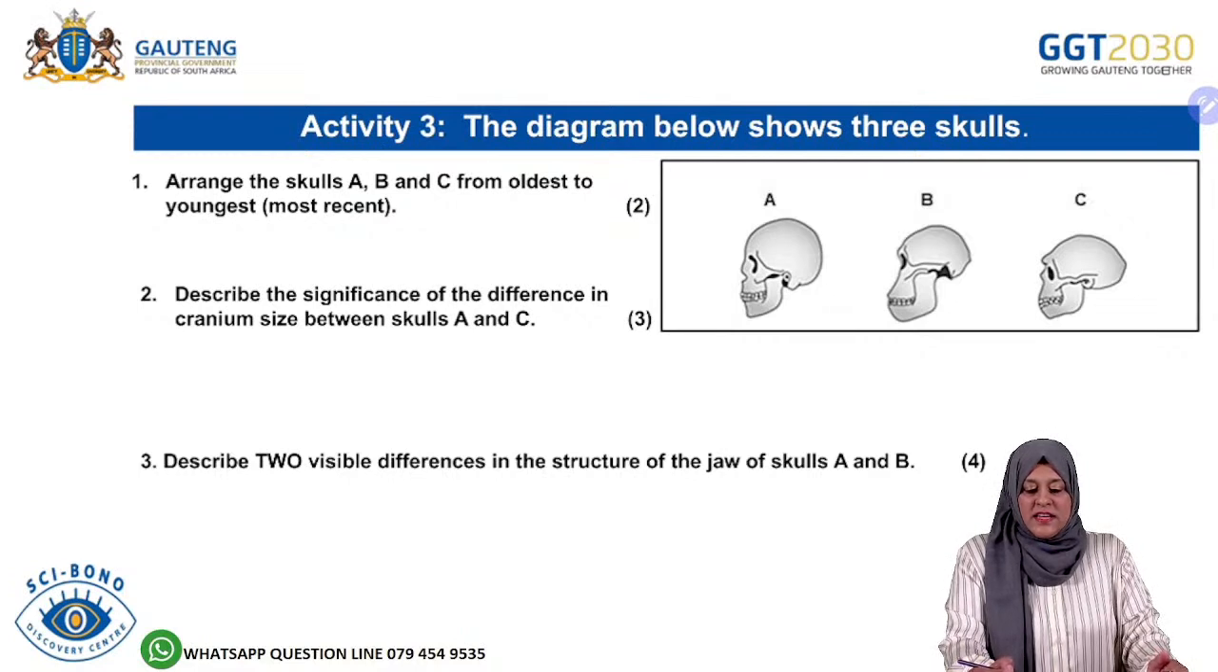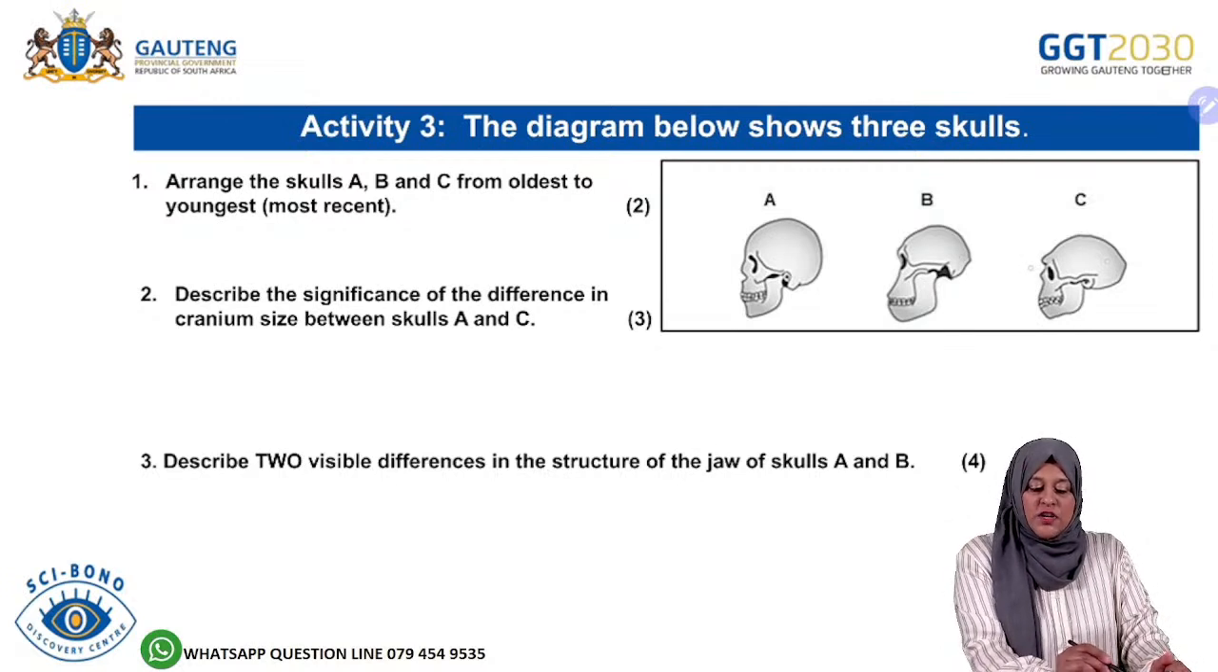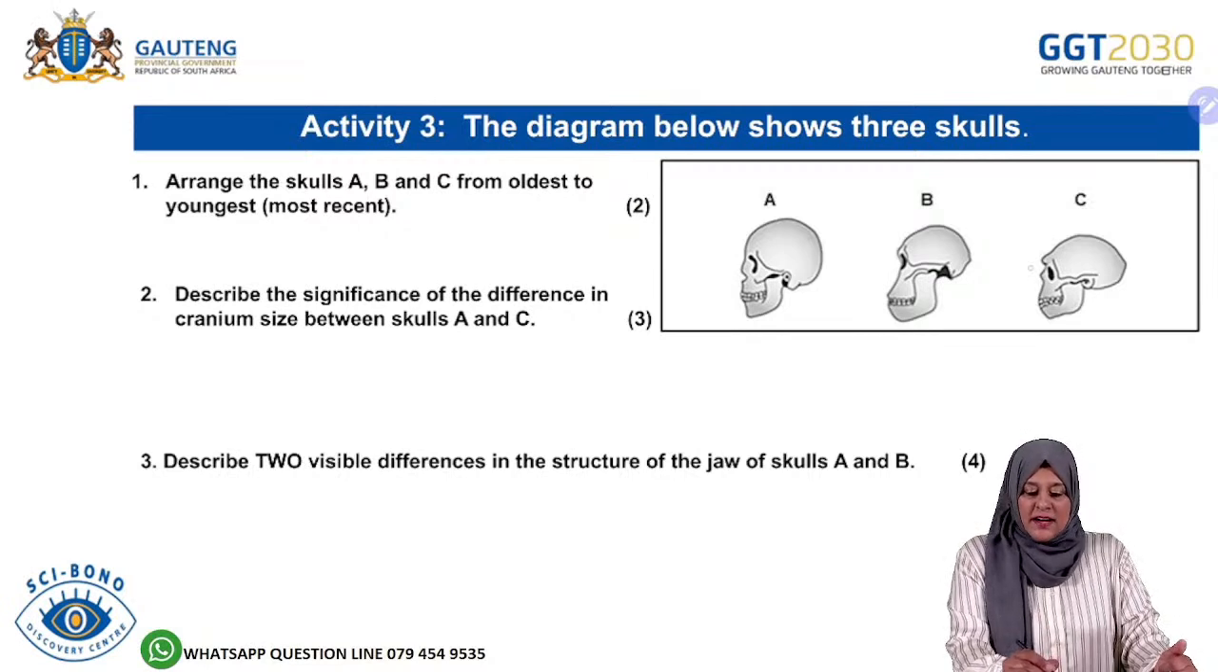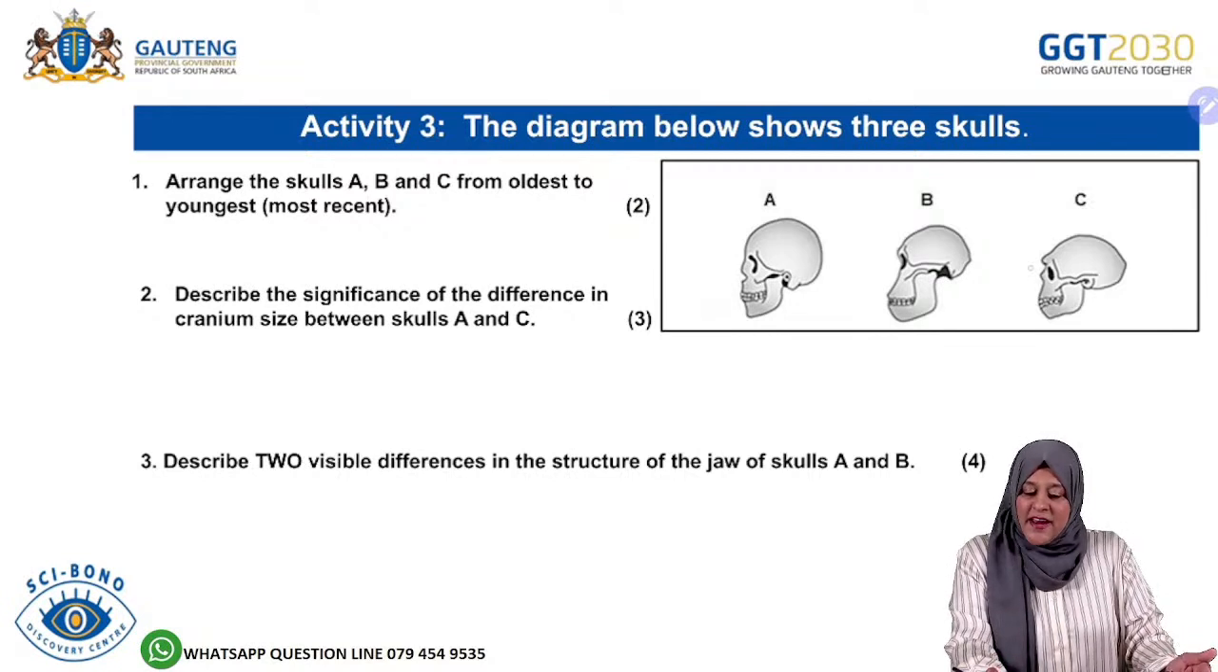Right, activity 3, the diagram below shows 3 skulls. So we have A, B, and C, right? And we are asking you to arrange the skulls A, B, and C from oldest to youngest, right? So what clue? How are you going to arrange them? You're going to look at the cranium size.